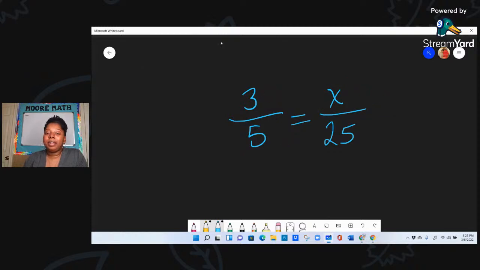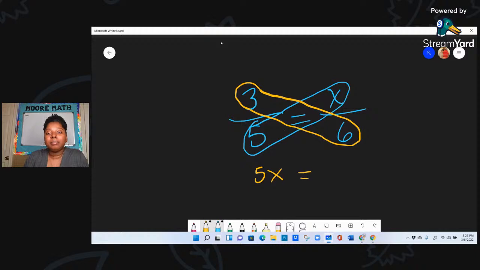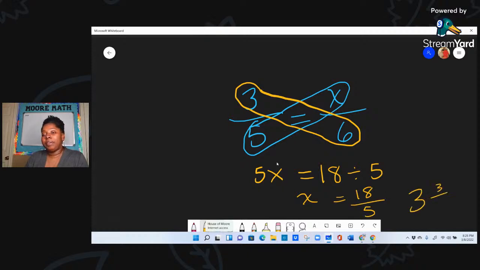Let's say there was a number like 6 here, and you couldn't just go straight across. Well, again, you would cross multiply. In this case, you can't just say 5 times what equals 6, right? It would be too complicated. The easiest thing to do is cross multiply. So 5 times x is 5x. 3 times 6 is 18. 5 times something is 18. So to solve it, we would divide by 5, okay? And x equals 18 fifths, or 3 3/5.